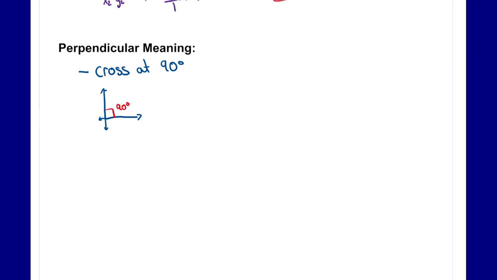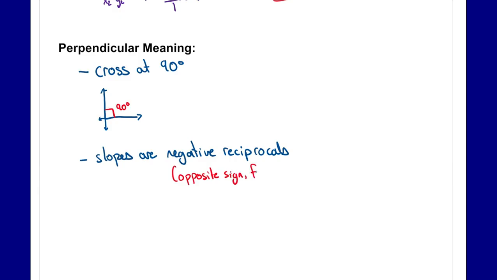Now, when we're talking about perpendicular, there is something specific about the slopes. We did talk about this in one of those review lessons at the very beginning of the year. But perpendicular, in terms of slopes, means that slopes are negative reciprocals. And this is just a fancy way of saying opposite sign and flipped. So our slopes are going to be flipped and the opposite sign.